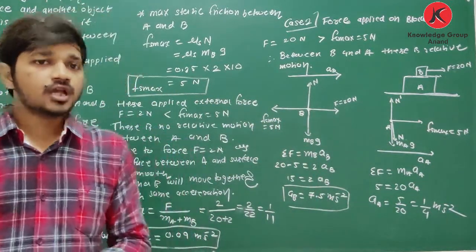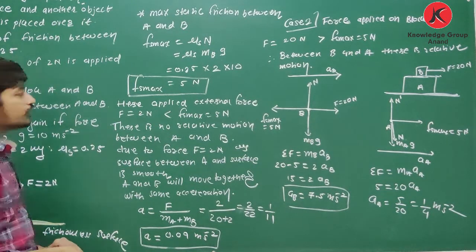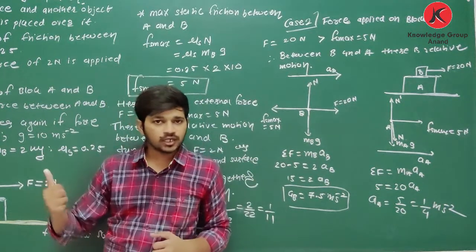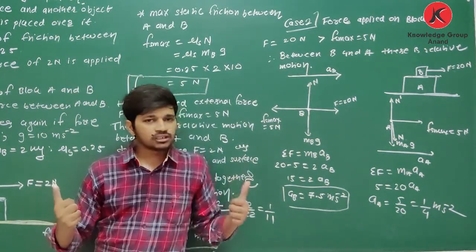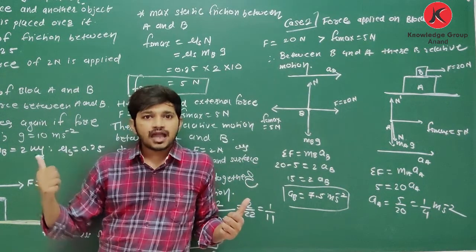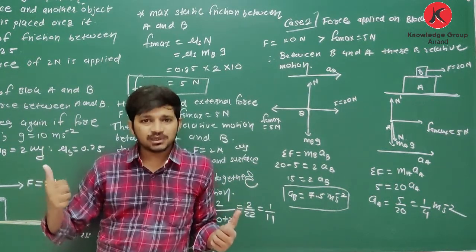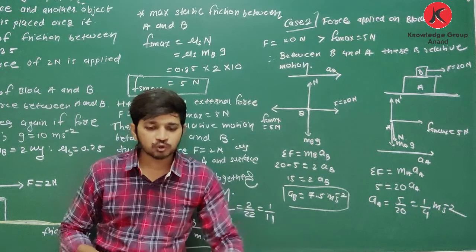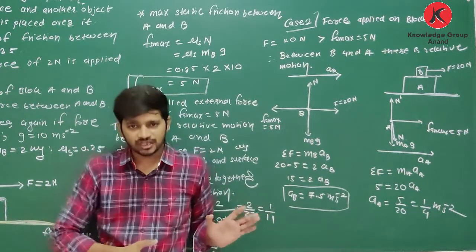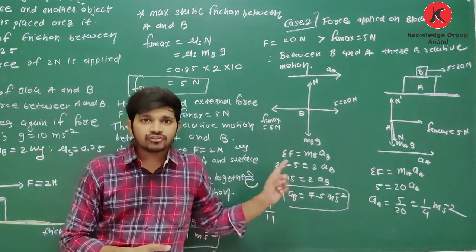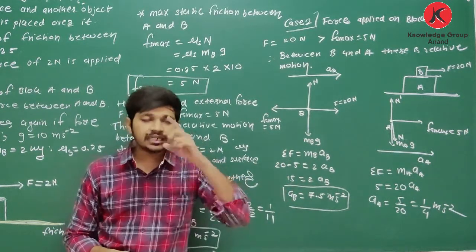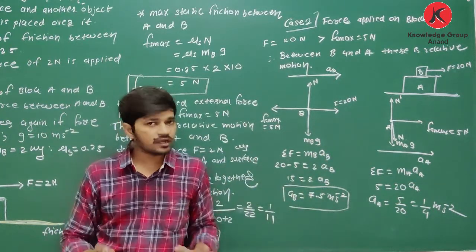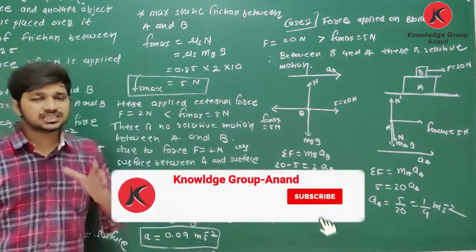Clear about this? So this is a question in which there is relative motion between two blocks. Case 1, force is 2 Newton. Case 2, force is 20 Newton. In the first case, the external force is less than maximum static friction, so there is no relative motion between A and B. But as the lower surface is smooth, they both will move together with the same acceleration. In the second case, the external force is greater than maximum static friction, so there is relative motion between A and B, and their accelerations are different. Clear about this? So you have to understand the difference between these two questions.